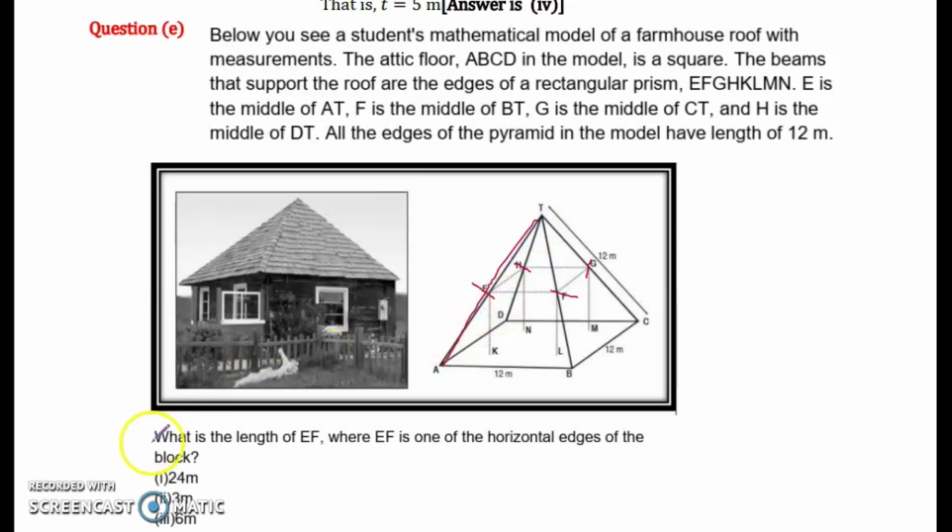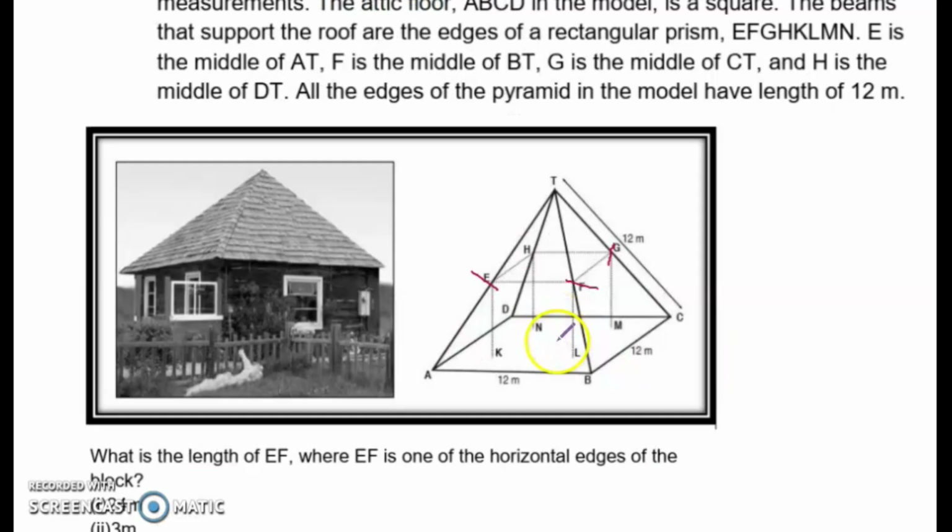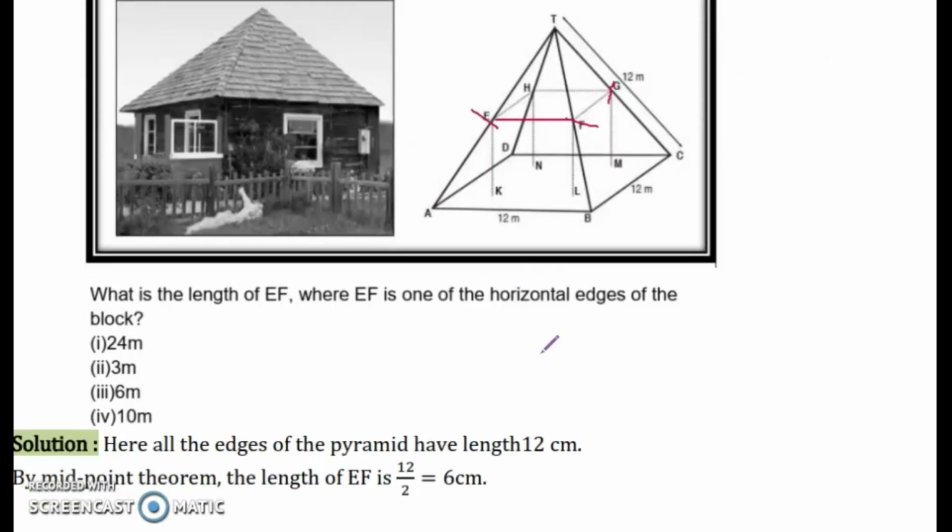Then what is the length of EF, if EF is one of the horizontal edges? They are asking what is the value of this edge EF, right? Because E is in the middle of AT and F is in the middle of BT, naturally, what is the length of this? It is going to be 12 by 2, which is 6 meters.